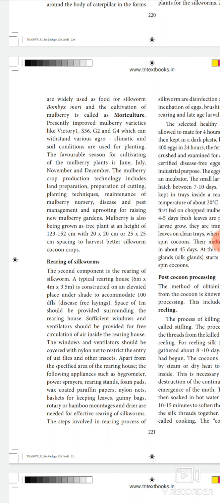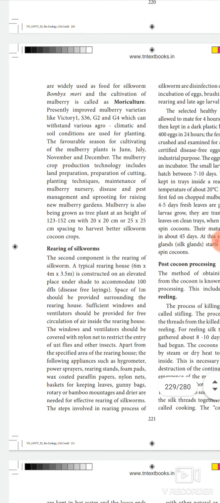So for the cultivation of food plants for the silkworm, we cultivate the mulberry plant. That cultivation of mulberry is called Mori culture. Here, the improved mulberry varieties are Victory 1, S36, G2 and G4. These are the mulberry varieties that withstand various agroclimatic and soil conditions and are used for planting. The favorable season for cultivating mulberry is June, July, November and December.